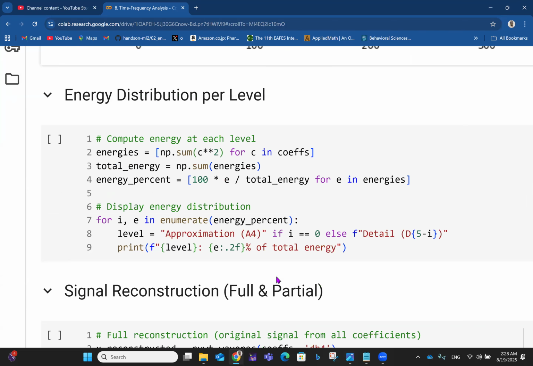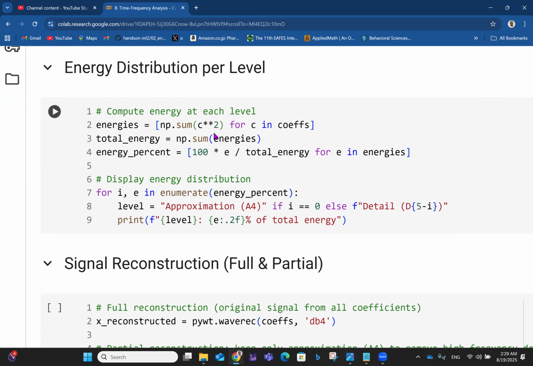So here we define the energies. You have sum of C squared for C in coefficient. So you pick your coefficients, you sum them up, and then total energy, that's sum of energies also. So you're summing up these energies you're getting from here. For C in whatever, we had coefficients up here already, right? So of these coefficients up there, you pick them, all the CD4 and all the rest of them. So then you sum up the energies. The energy percent is now 100 times E over total energy for E in energies.